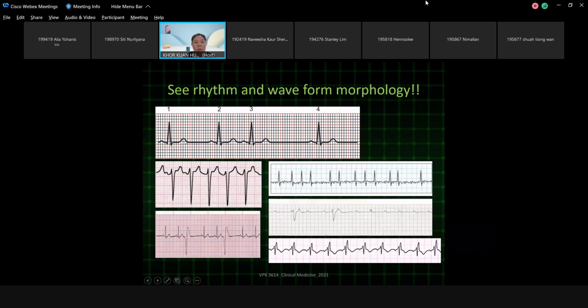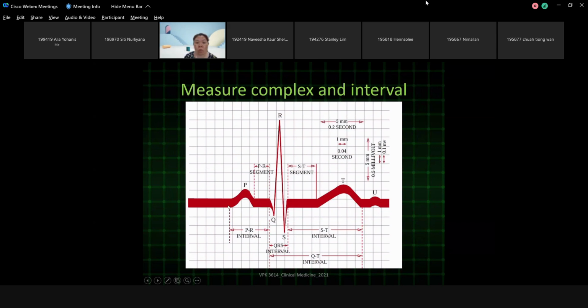Always remember, if you have P over here, it means your SA node fires to your AV node, then your bundle of His, then your Purkinje fibers will start to fire, then you have your depolarization. So go back to your physiology for that. All right, so you're back again to your normal PQRST.